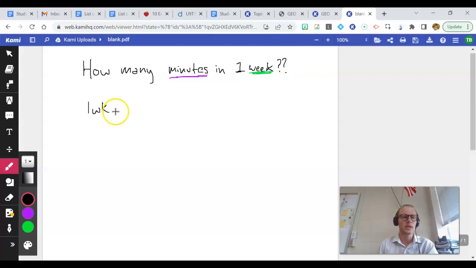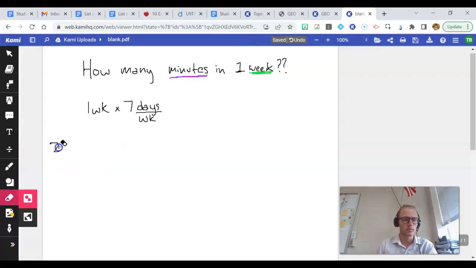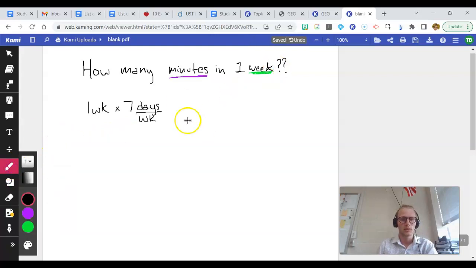And how many days are in a week? 7. So I'm going to multiply this by 7 days per 1 week. Okay, there are 7 days per week. You can think of this fraction as miles an hour, like 25 miles an hour, miles per hour, or dollars a pound, or dollars a gallon. So 1 week is 7 days in a week.